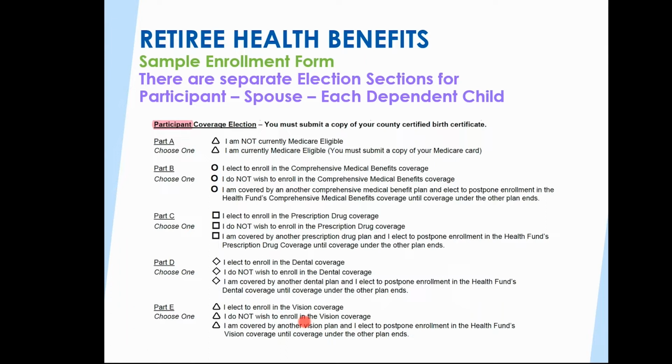The Blue Cross Blue Shield PPO network is nationwide, as is Express Scripts for prescription. Delta Dental does the dental coverage, and VSP does vision coverage. So you can certainly use these benefits out of state.